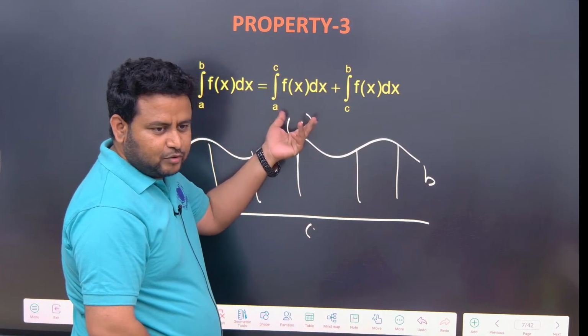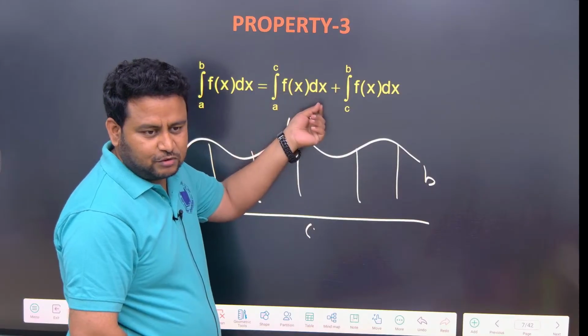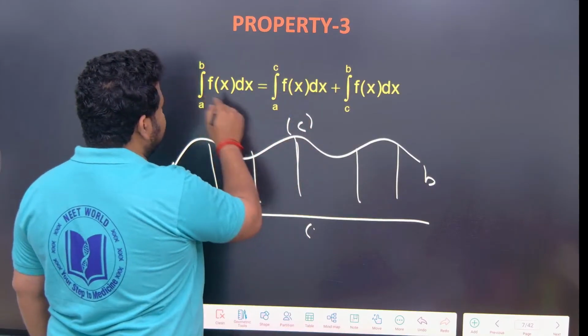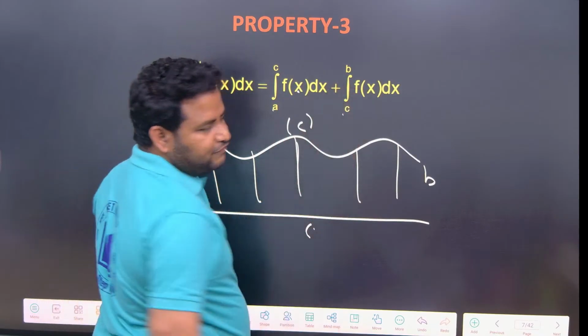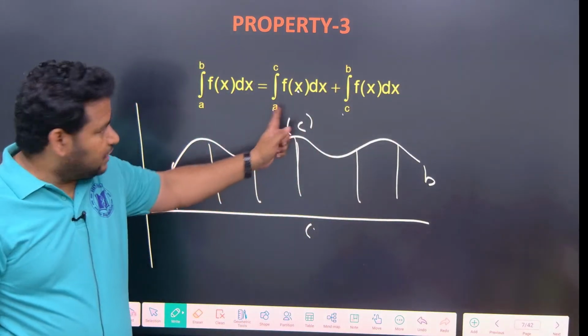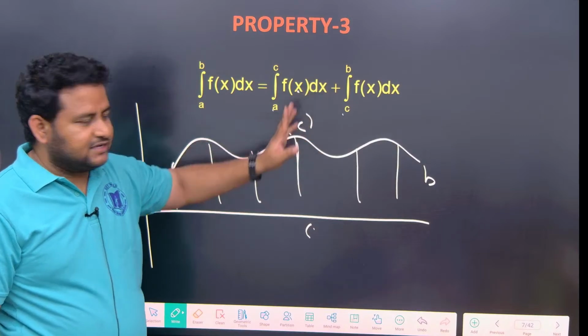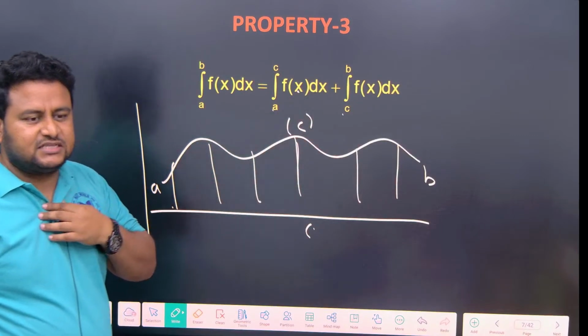Why this property is important, I will tell you the utility of this property. See here, if I write the integral from a to b of f(x) dx, I can write it as the integral from a to c of f(x) dx plus the integral from c to b of f(x) dx. Now, where will this be useful?